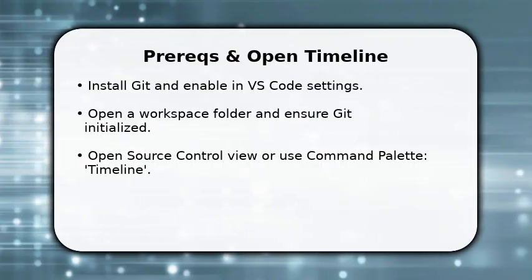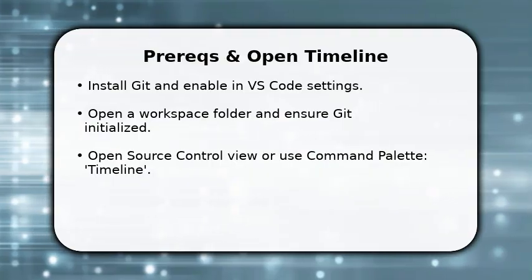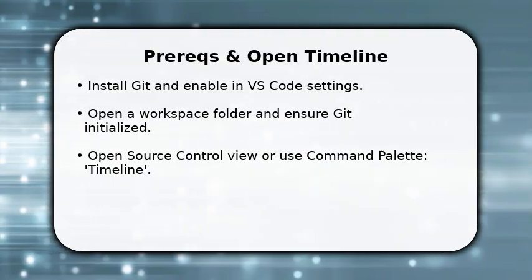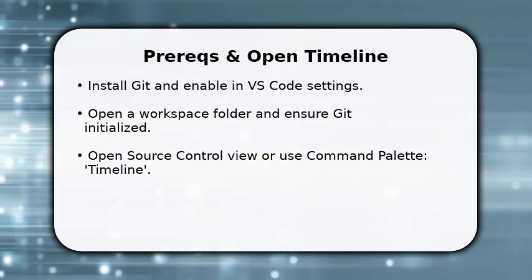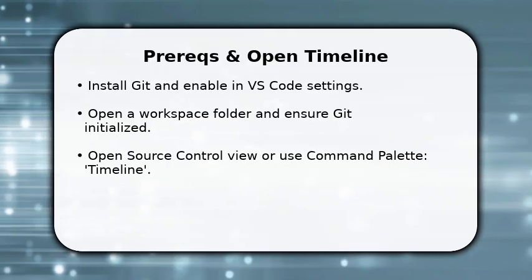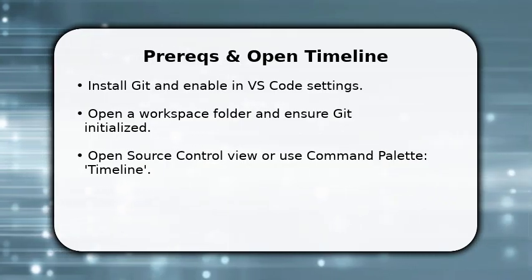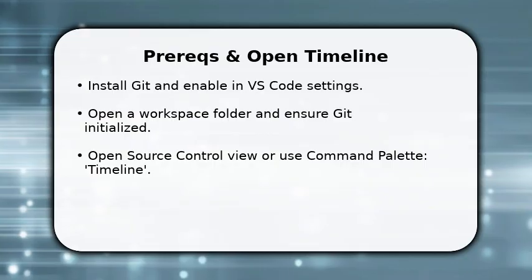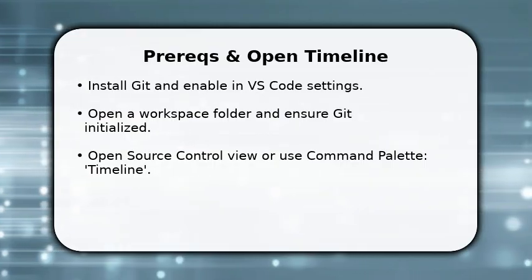You start by making sure Git is installed and your project is a workspace with Git initialized. This gives VS Code the history it needs. Open the Explorer and select a file, then open the timeline view from the sidebar or command palette. Once done, the timeline populates commits, file saves, and local changes.